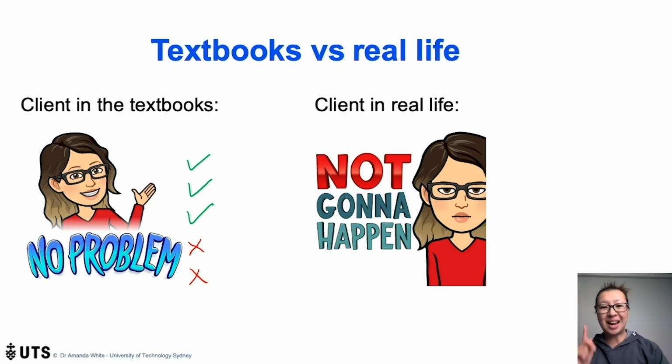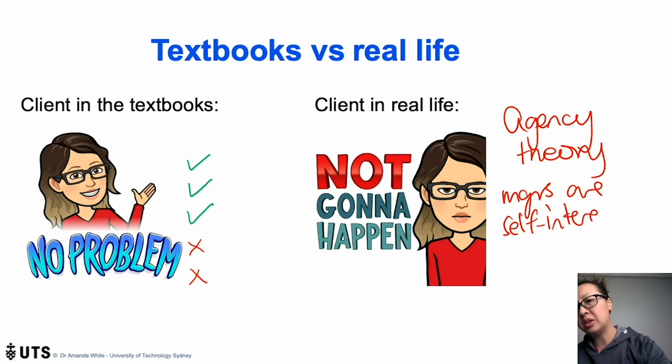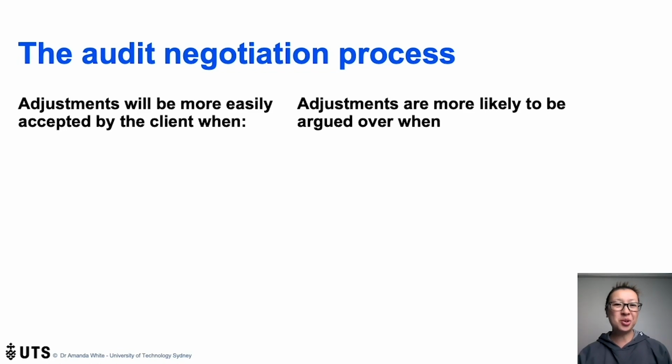Now remember, the other thing that comes into play here is the agency theory. And that is that managers are self-interested. That means they are interested in their bonus payment, their executive stock options, their short term rather than the shareholders' longer term. So what they put together initially is what they think is correct. And so they're not so happy to make a lot of adjustments, and we need to figure out ways to try and convince them to make those adjustments for shareholders. So let's look at the audit negotiation process.